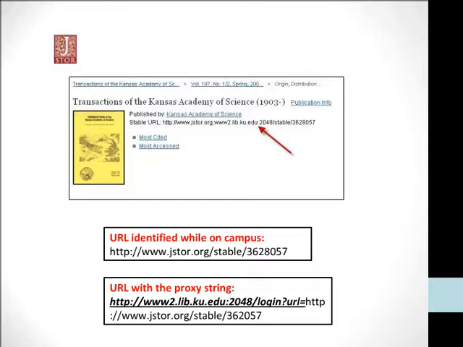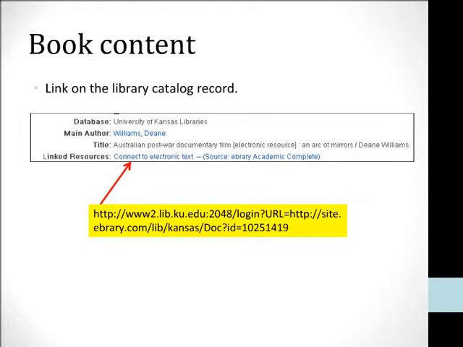In this case, the proxy string is embedded since I'm accessing via a computer not on the KU campus network. The first URL in the box is what the string looks like when accessing on campus. You would then take this URL and insert the proxy, which you can do at the beginning of the string. This link from a library catalog record is acceptable. Just copy and paste the URL.